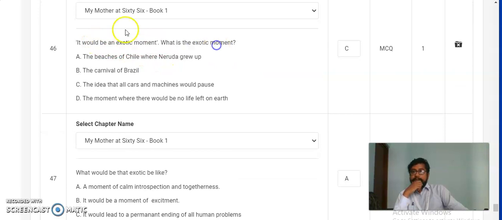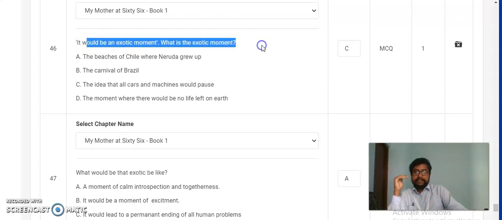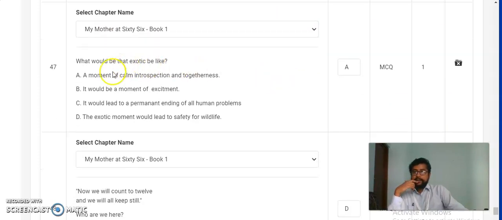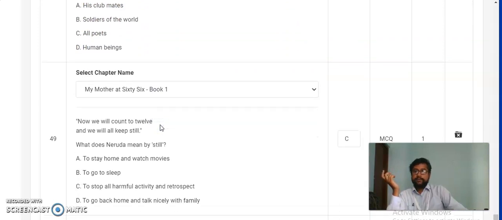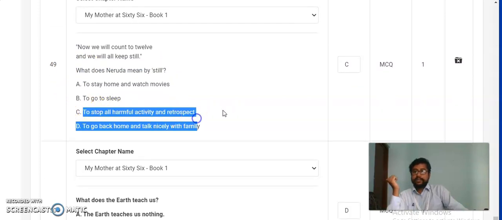It will be an exact moment. As you can see, it says mother of 66 because in my portal I cannot choose both the chapters. So this is from Keeping Quiet, Pablo Neruda. Option C. Correct answer. Option A is the correct answer of this question. Who are we over here? Human beings, obviously. Counting 12 again. Still, option C is the correct answer.